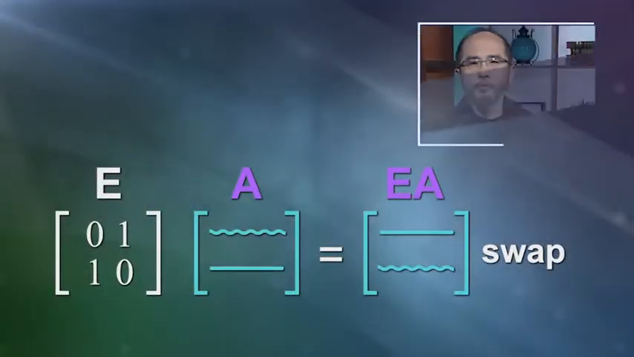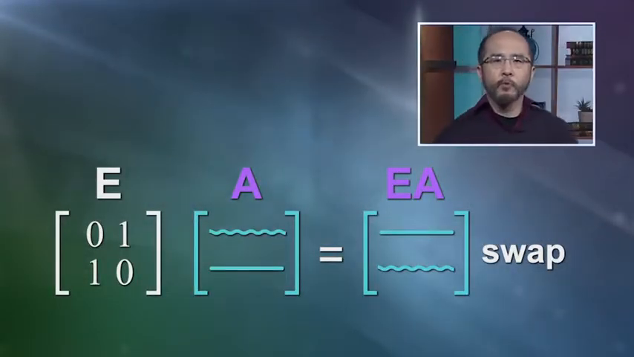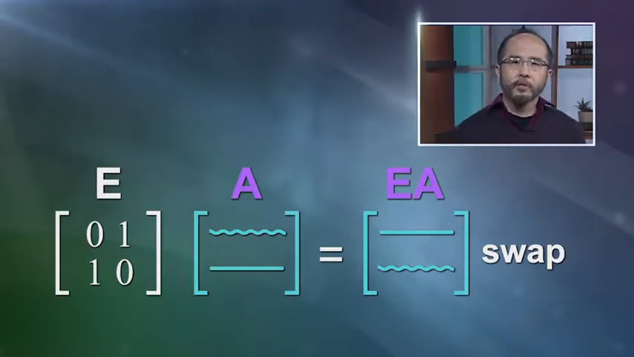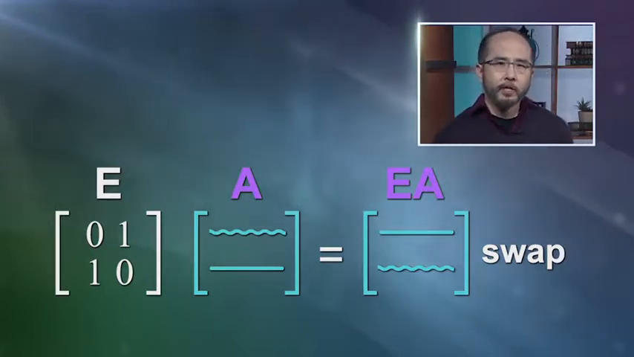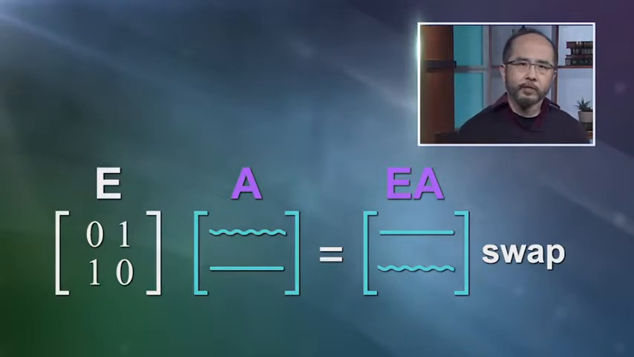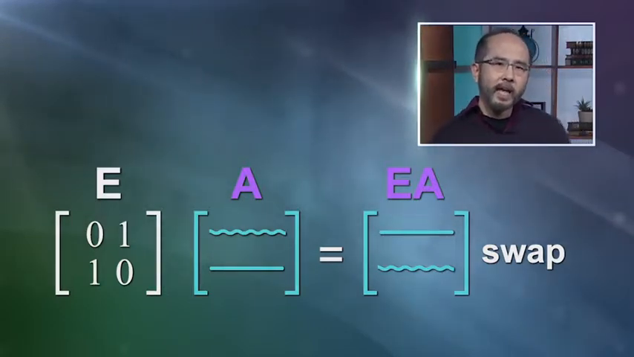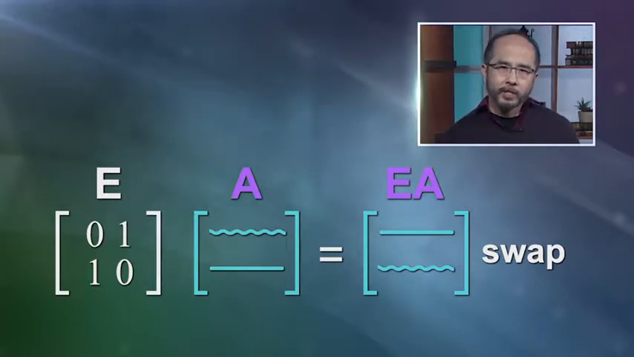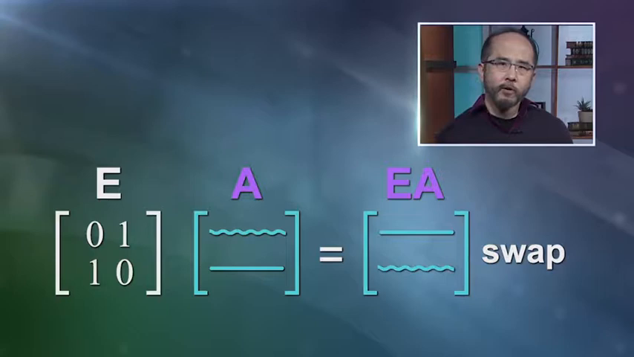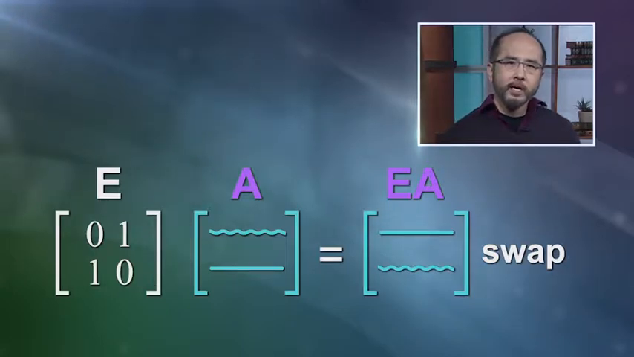Here's what I mean. Let's say you have a 2 by 2 matrix A and you want to swap the rows, but all you have is a machine that can multiply the matrix A by another matrix. Well then, if you left multiply A by the elementary matrix E with entries 0, 1, 1, 0, you will see that this does indeed swap the two rows of A.